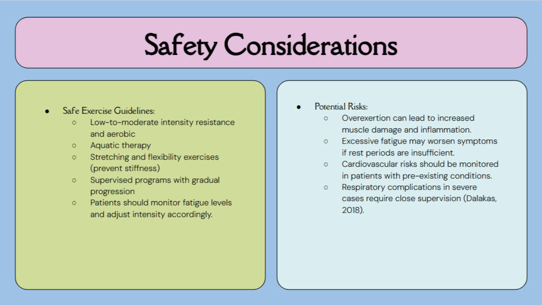Some safety considerations to account for if you're dealing with polymyositis would be to focus on low to moderate intensity resistance and aerobic training, such as a brisk walk and weightlifting, instead of high intensity exercise. Aquatic therapy is a great alternative because of the reduced strain on joints while also improving range of motion. Stretching and flexibility exercises help prevent stiffness. Supervised programs with gradual progressions should be prescribed by a physiotherapist. And during exercise, patients with polymyositis should monitor their fatigue levels and adjust the intensity accordingly.